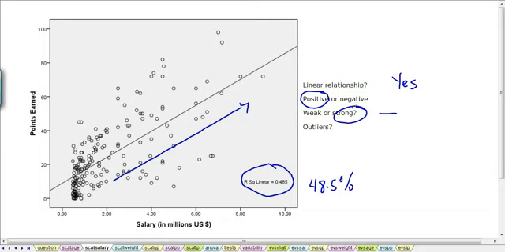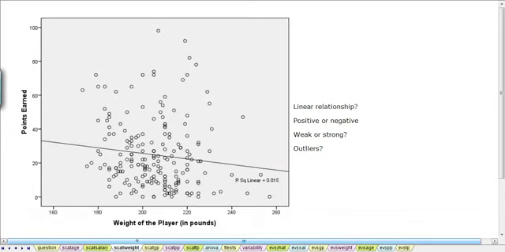Well, in this case, I don't see anything that would be obviously considered an outlier, so I'll say no, there is not. Look at the next one, which is the weight. So the weight of the player, we see again a fairly random scattering of points that doesn't have a curve, may or may not be linear. So we'll say maybe here, and it's very weak. Our R squared is 1.5%, so very weak.